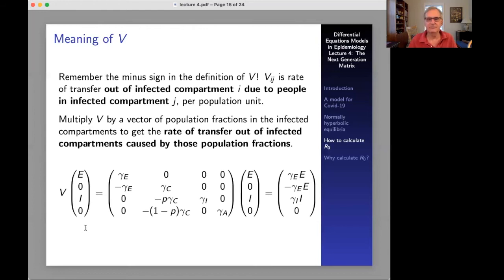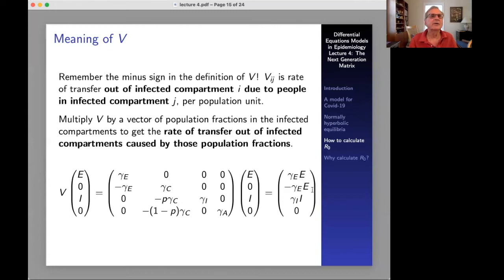To keep things from getting too complicated, we'll look at a vector of population fractions with nobody in compartment C and nobody in compartment A, and we'll multiply it by V. So here's V times our vector of population fractions, and here's the result. For example, the first row times this vector gives just gamma E times E. The rate of transfer out of compartment E caused by people in these compartments, in this case, the people in compartment E itself, is gamma E E.